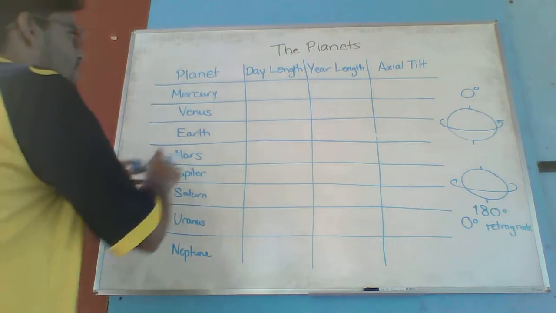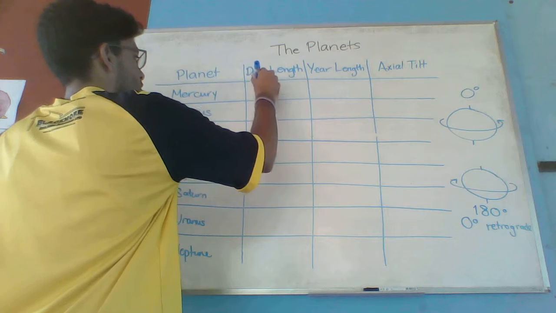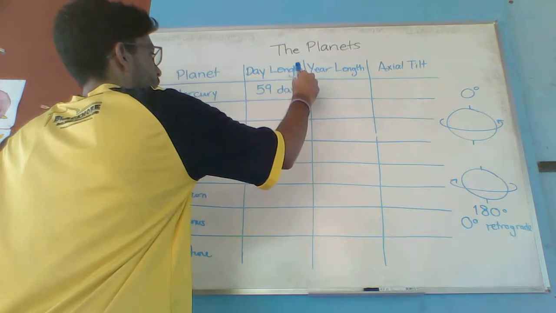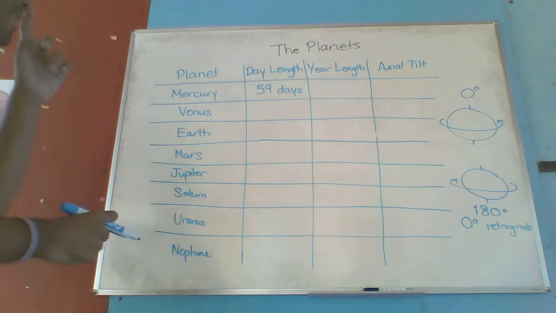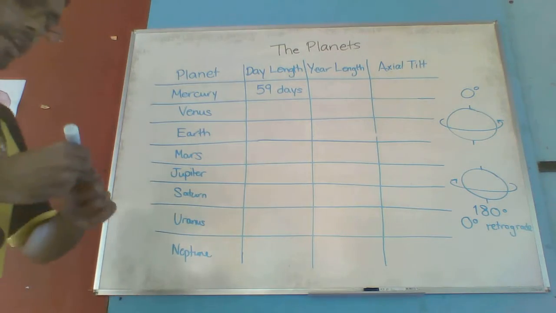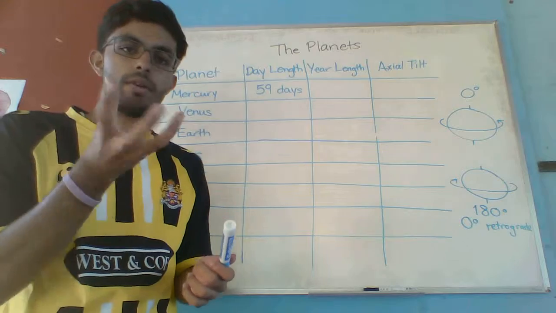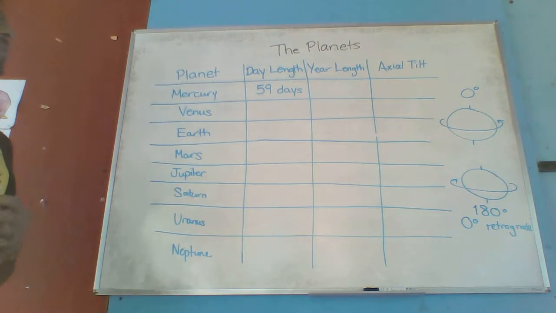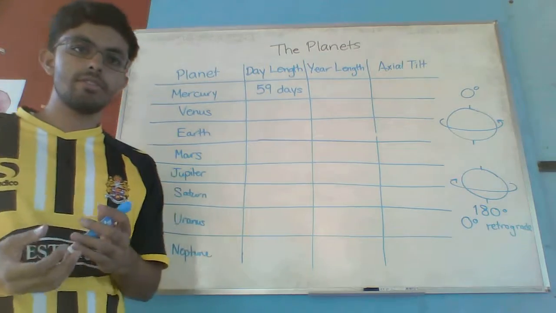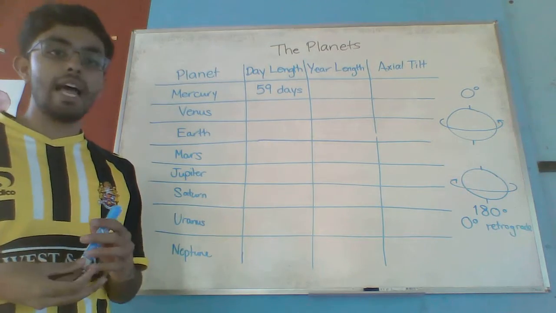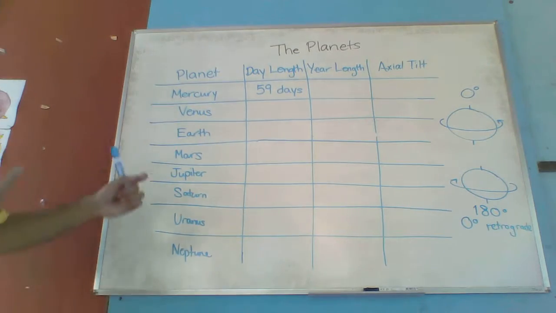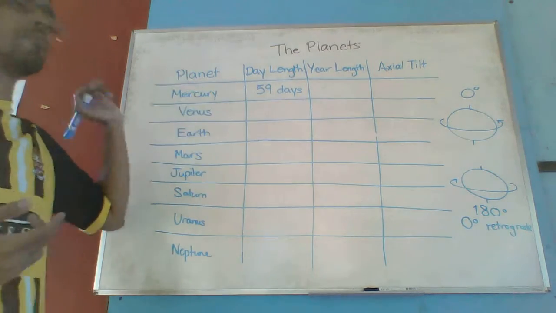Now the length of a day on Mercury is 59 Earth days. So that's the time it takes for the planet Mercury to just spin around once like that on its axis. So that's a long time. That's basically 2 months. So Earth can complete 59 of those rotations in the time it takes for Mercury to complete one.